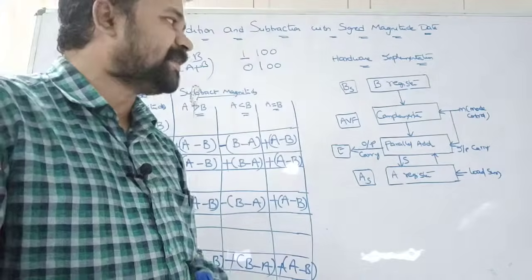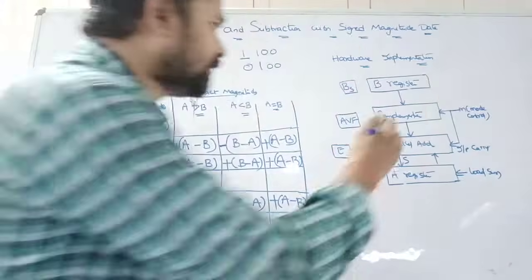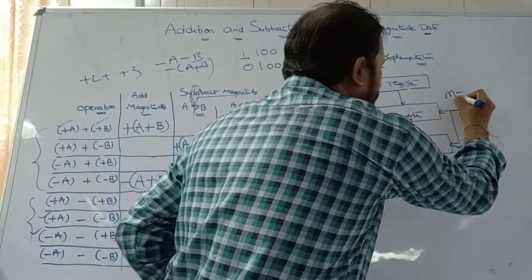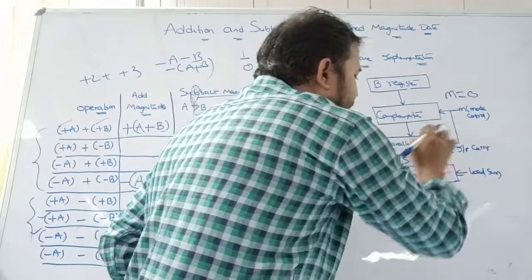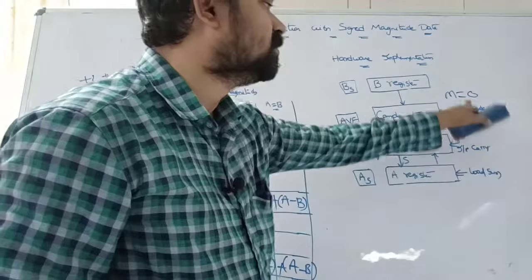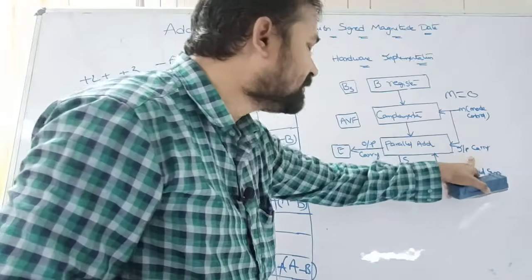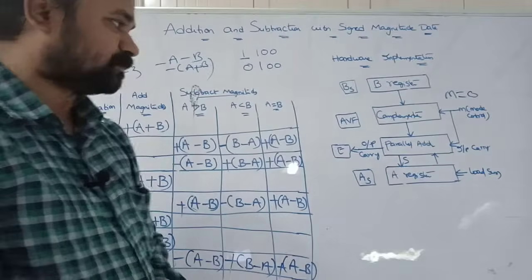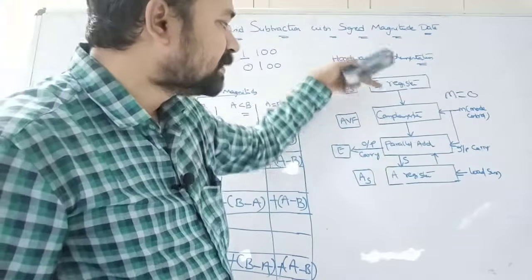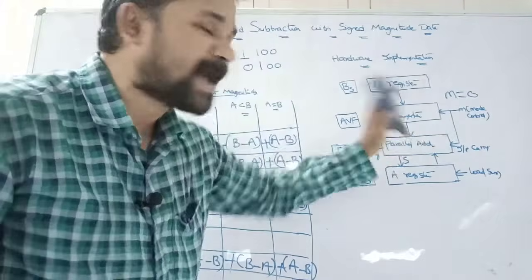Here we have a complementer. The value of the mode bit may be either 0 or 1. If the value of the mode bit is 0, then 0 will be passed as input to the parallel adder. So that is nothing but input carry. So if M is equal to 0, then input carry will become 0. That 0 will be passed to the parallel adder. If M is equal to 0, then the complementer transfers the contents of the B register to the parallel adder.